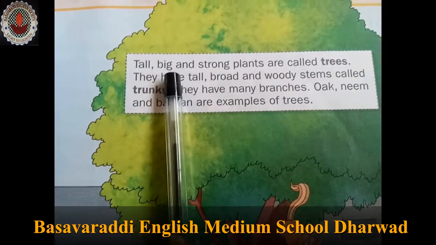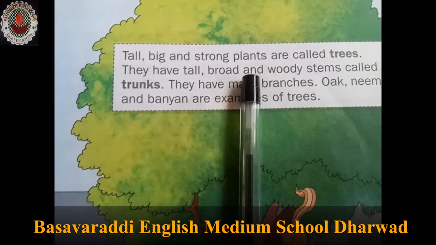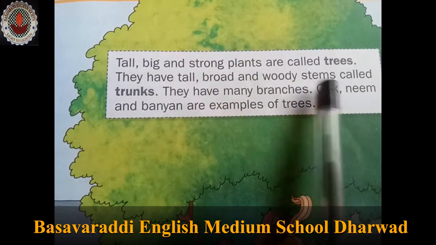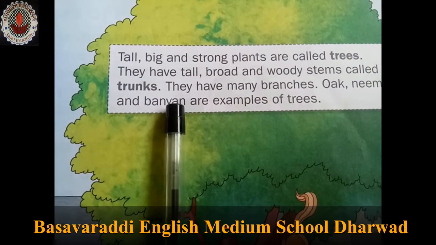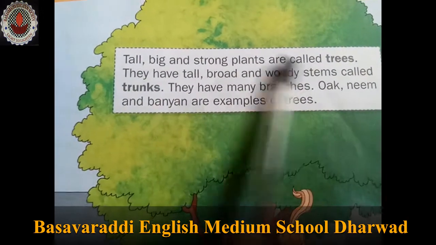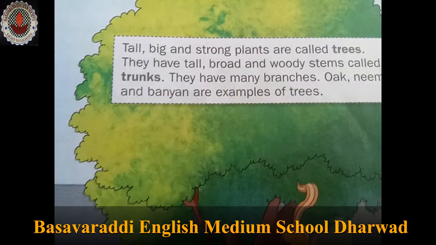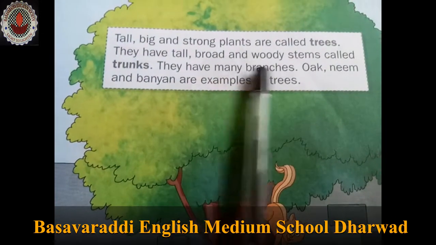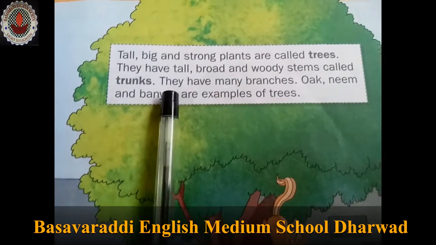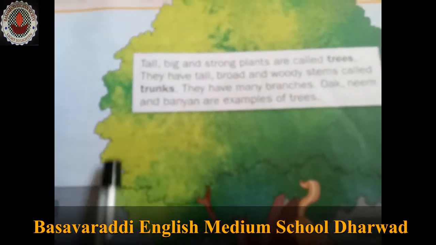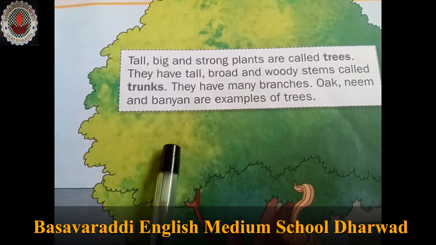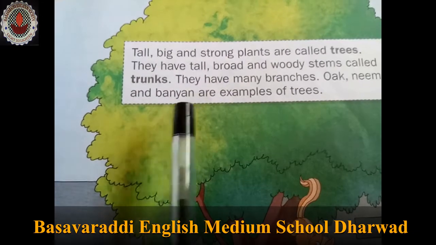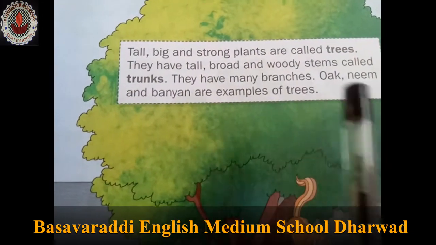Tall, big and strong plants are called trees. They have a tall, broad shape and a woody stem. Stems are woody, and are called trunks. They have many branches. Oak, neem and banyan are examples of trees.